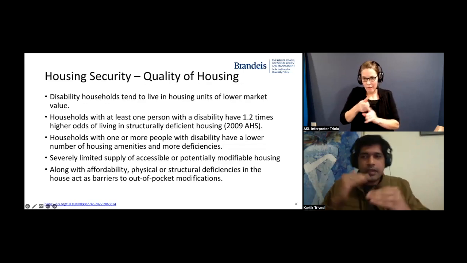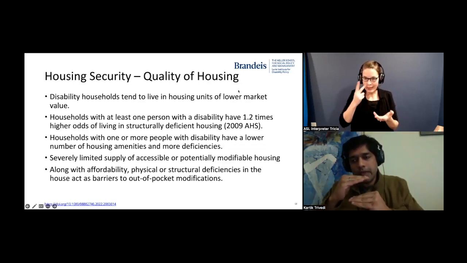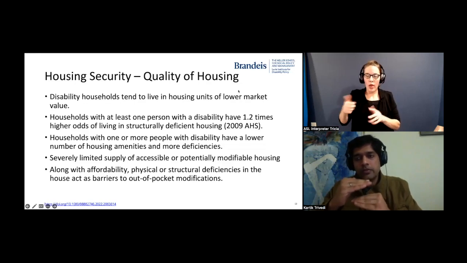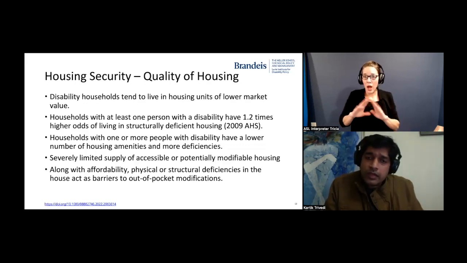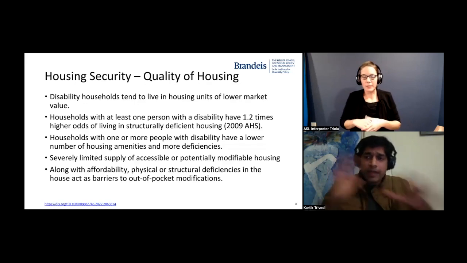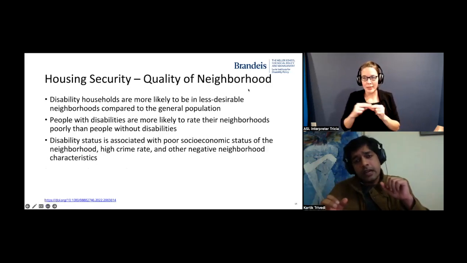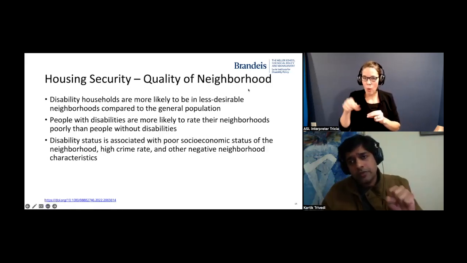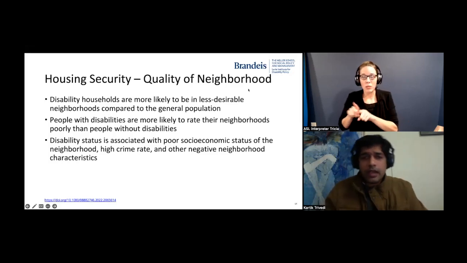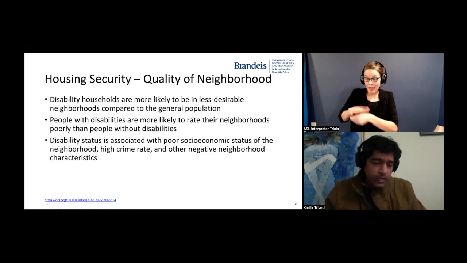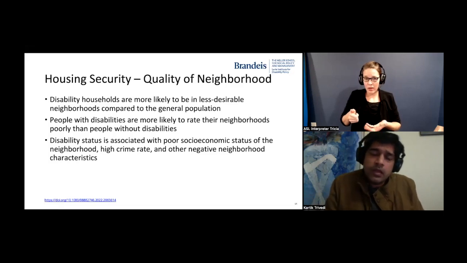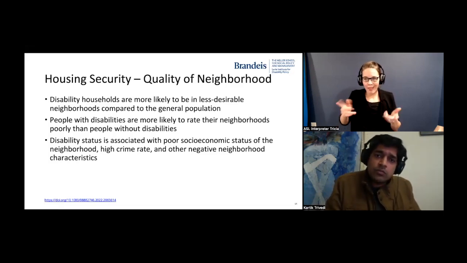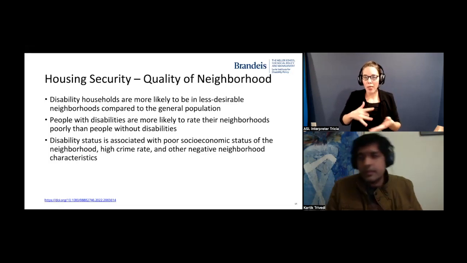So we already see a layering up of issues that make things more financially onerous for households with people with disability or households with LTSS needs. Finally, in the next slide, we see that it's not just about structure, it's also about where you're living. Neighborhood plays a big role in our conception of housing. You do not just live on an island, you live with people. And what we see is that disability households are more likely to be in less desirable neighborhoods.